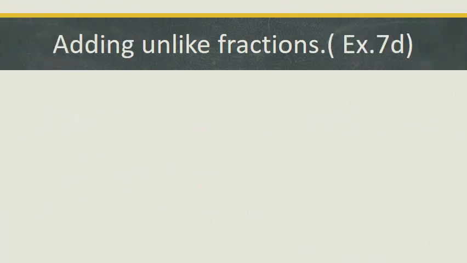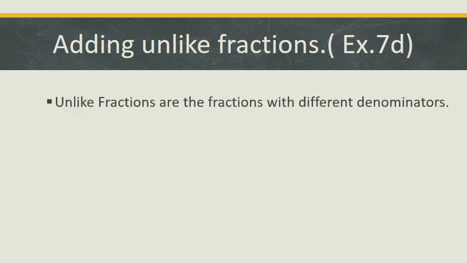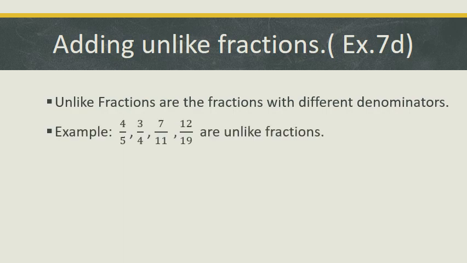Now children, let's come to the next exercise, which is 7D. In this exercise, we will learn the addition of unlike fractions. Before doing the addition of unlike fractions, let us understand what unlike fractions are. Unlike fractions are fractions with different denominators. For example, let us see the following fractions: 4 by 5, 3 by 4, 7 by 11 and 12 by 19. Children, in these four fractions, can you see the denominators?